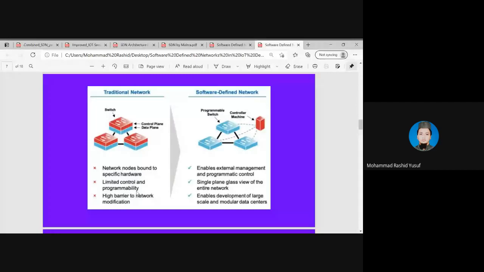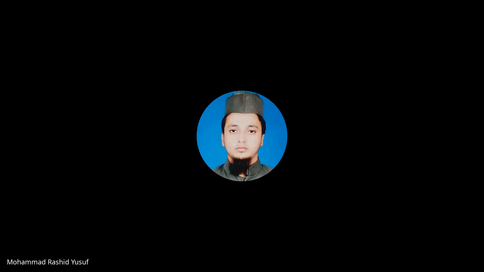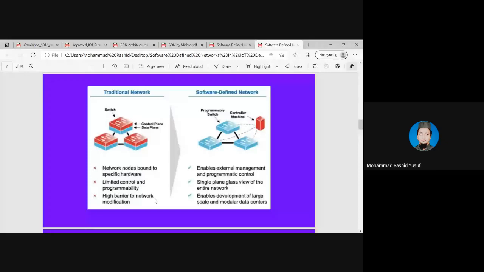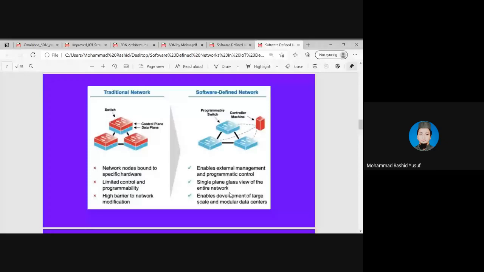High barrier to network modification. This is the difficulty of modifying network devices in the case of traditional networks. In the case of software defined networks, it enables external management and programmatic control, because this is purely programmatic control of devices. A single pane of glass view of the entire network enables development of large scale and modular data centers. We can scale for large applications, and we can easily modify it here, because this is a software based network.